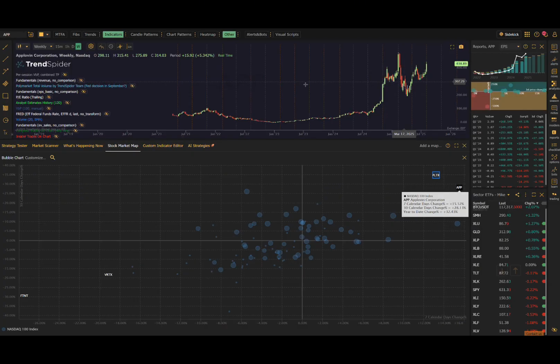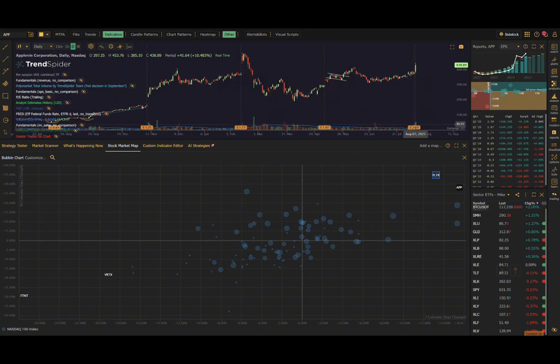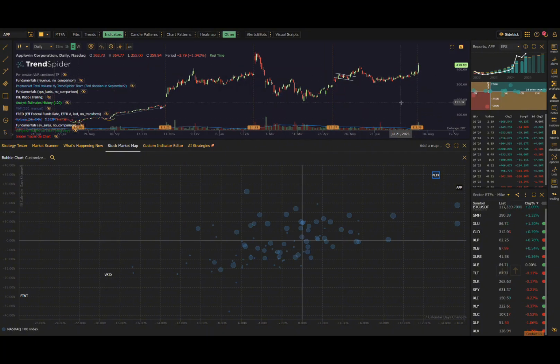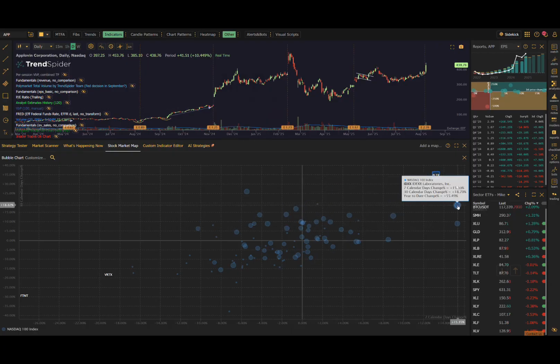This is a pretty good one. I think it just had earnings. Yeah, it's looking great. Probably just beat earnings or something like that. Yeah. So as you can see, APP is doing very good. And that's super easy to see when you use a bubble map like this.